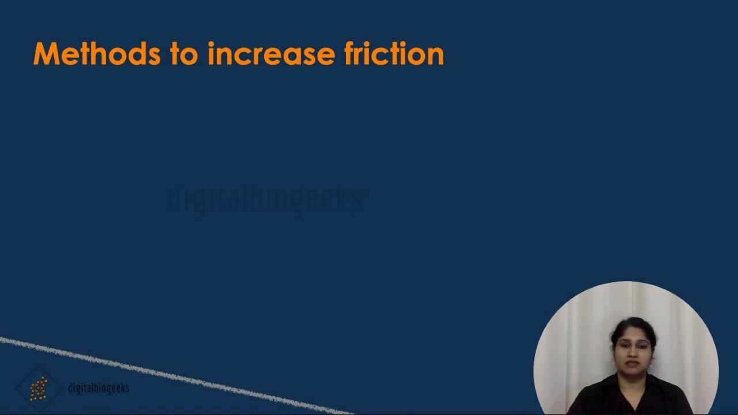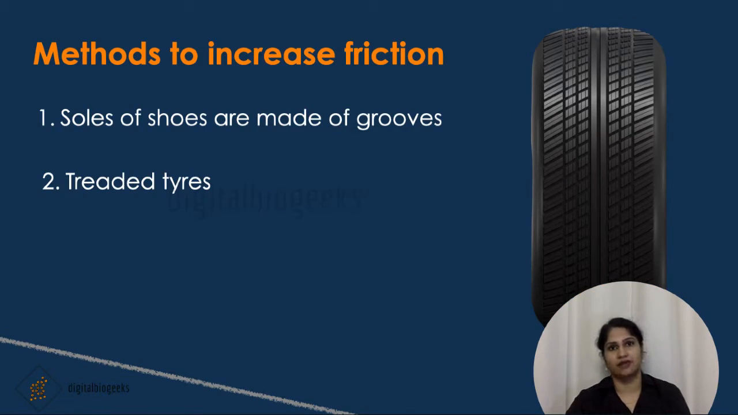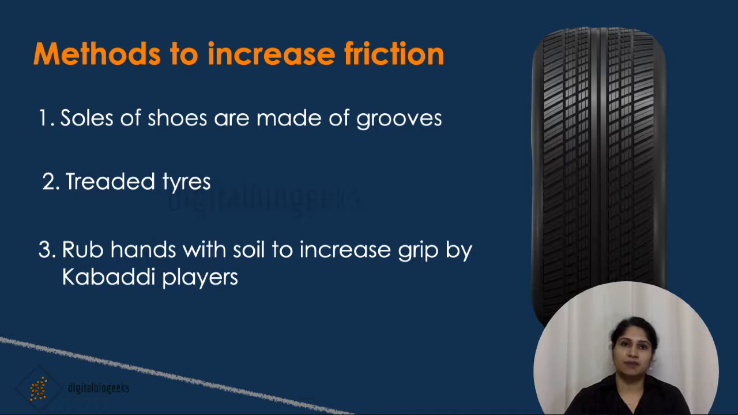There are some methods to increase the friction. Soles of our shoes are made with grooves. This is to increase the friction so we can get more grip on slippery grounds. Threaded tires are there to increase the friction. These threaded tires will increase the friction, that will increase the grip of the vehicle on the ground. You might be familiar with kabaddi players rubbing their hands with sand to get more grip on the opponent.